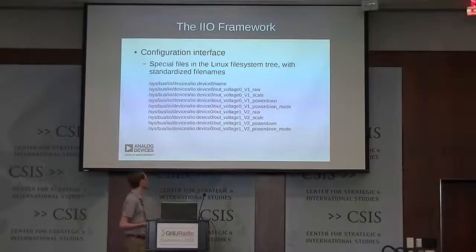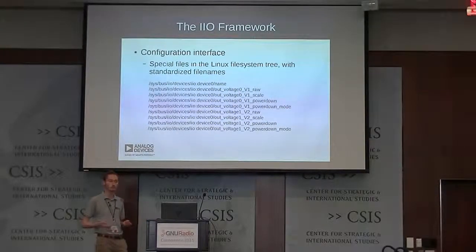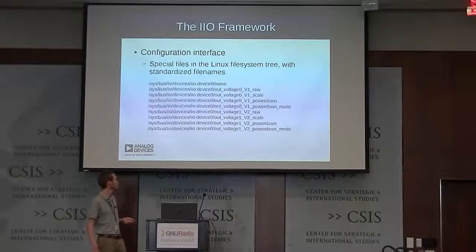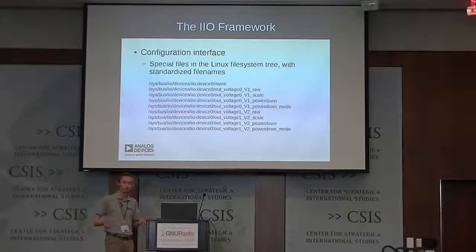So for instance, here is a small list of a couple of files that you could find in this virtual file system. Those files correspond to one device which has the name iio:device0 with two channels, one output channel voltage0, one output channel voltage1, and a couple of parameters: mode, scale, powerdown, etc.